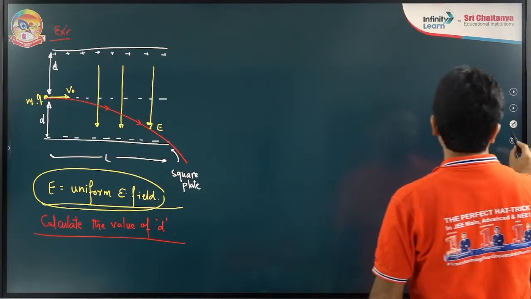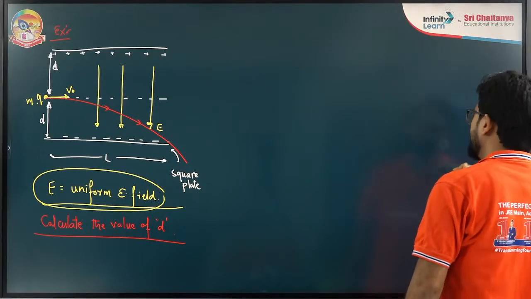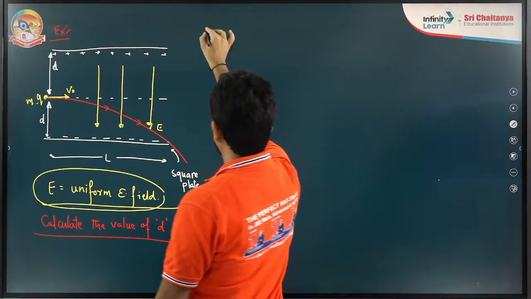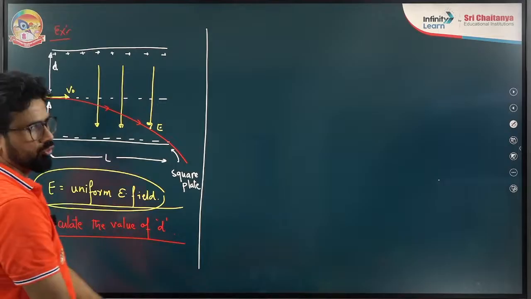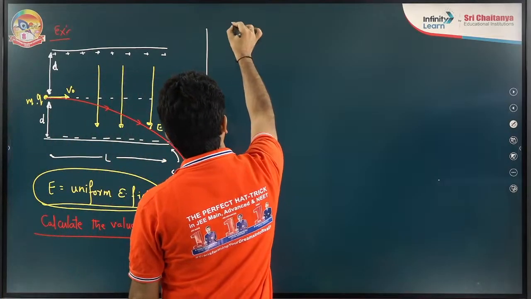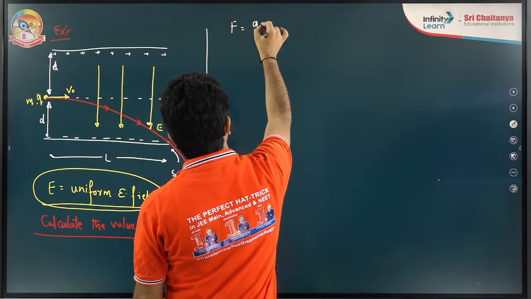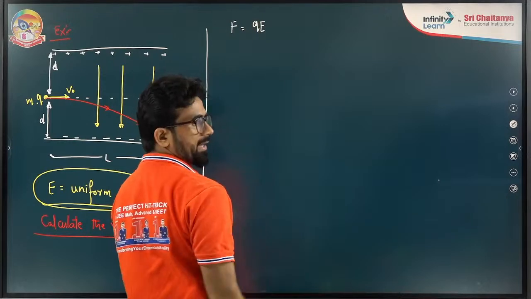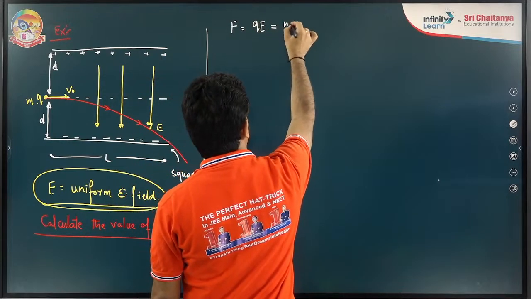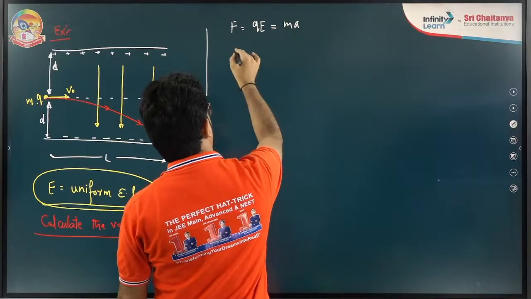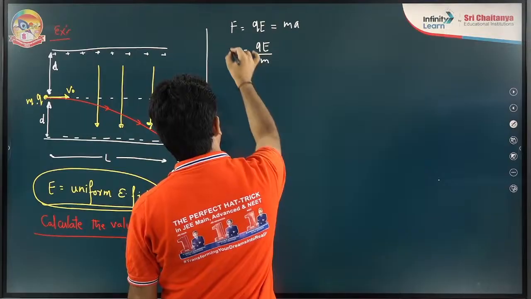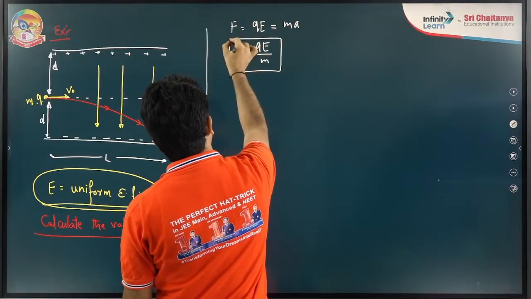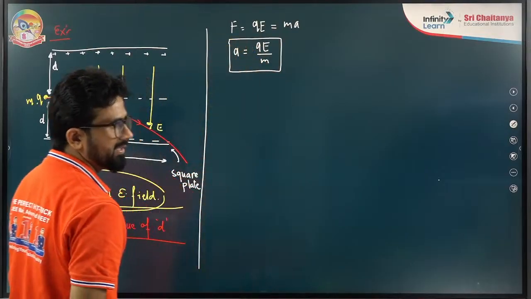Now we are going to solve this question. What is the meaning of that question? Please focus. How to solve it? Very first thing we will write force. So what is the force acting? Force is equal to Q into E, and this force is providing acceleration, that is equal to m into a. So acceleration is equal to QE by m. That's the very basic thing that you have to write. This is the acceleration.